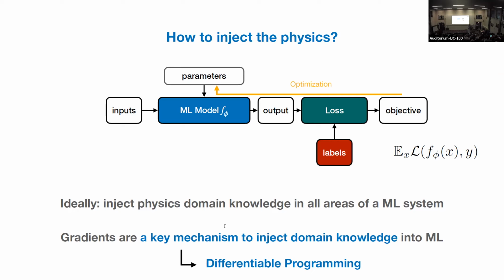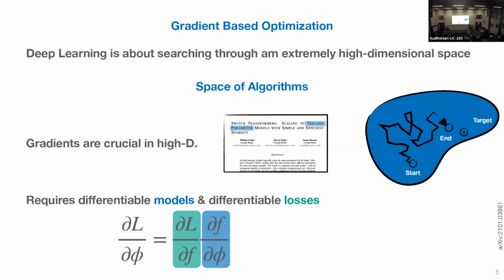This importance of gradients leads us to differentiable programming. If you think about what the core of machine learning is, it's really not the architecture, because there are many architectures. It's searching through an extremely high dimensional space of algorithms. In these trillion dimensions, gradients are crucial because you can't do numerical differentiation, and that requires both differentiable models and differentiable losses. So you have some space of algorithms and you move through that space and try to find your target function.